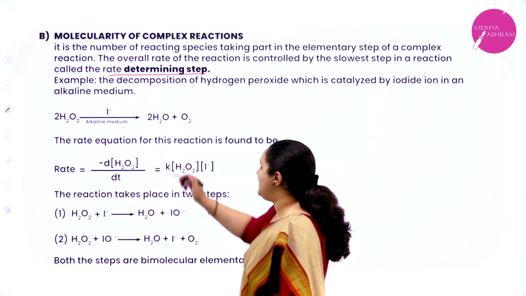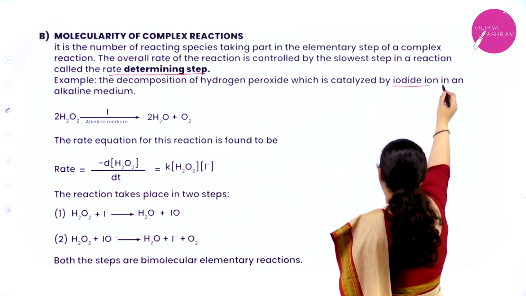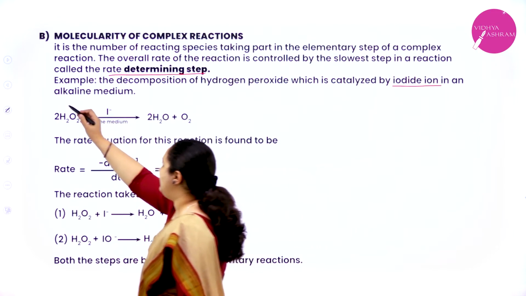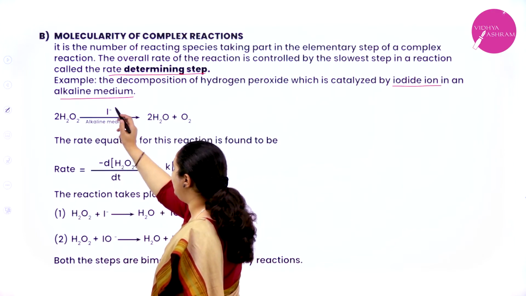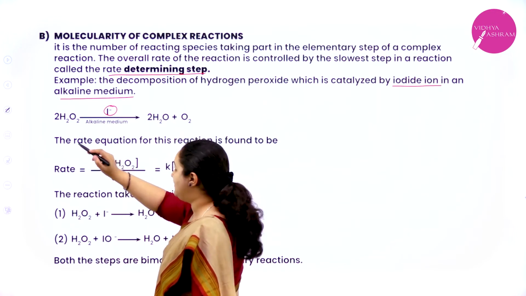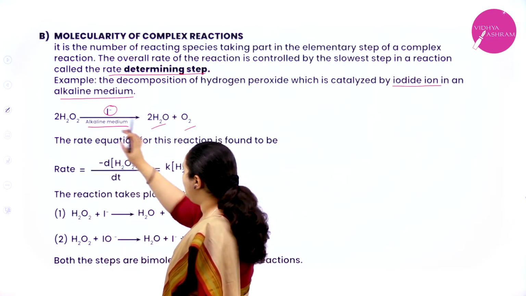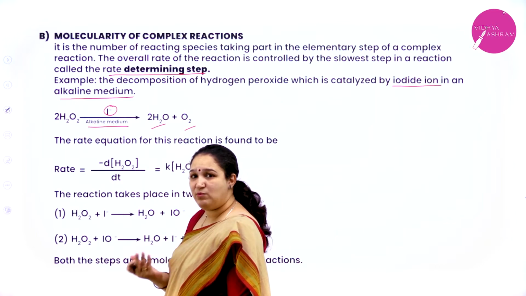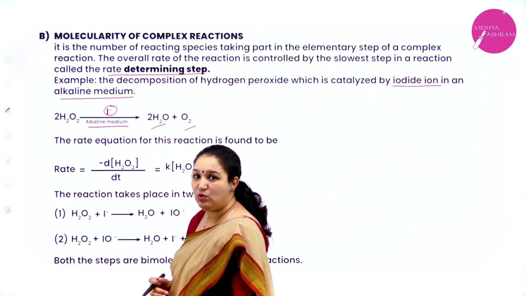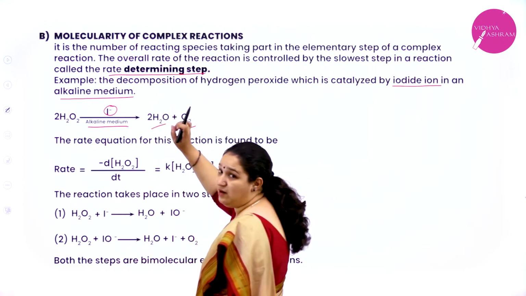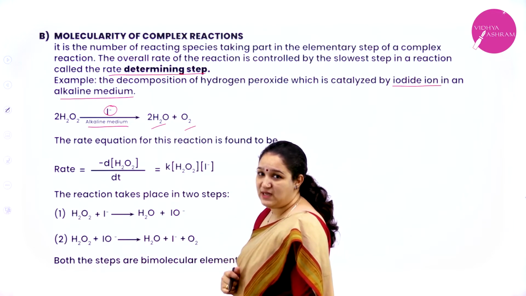Okay, so we'll take an example of decomposition of hydrogen peroxide catalyzed by iodide ion in alkaline medium. So what are we taking? Decomposition of hydrogen peroxide in the presence of iodide catalyst in alkaline medium gives water and oxygen. See, if you look at the overall reaction here, it looks like the molecularity is 2, or that it is just an elementary reaction. But actually this is a complex reaction. So we learn the steps of this complex reaction.